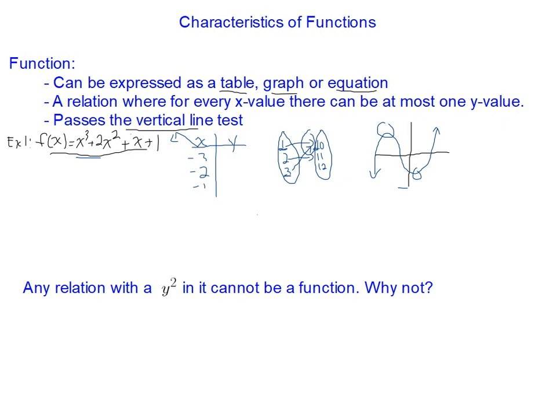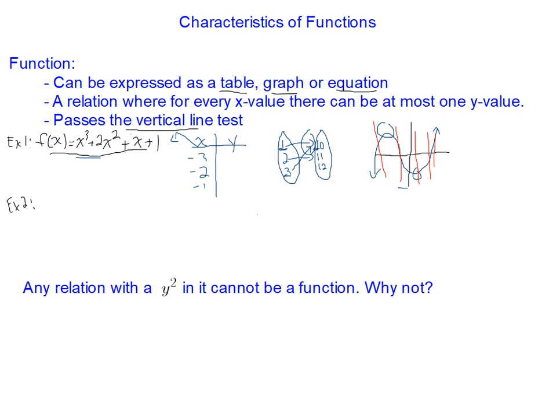And we talked earlier a little bit about the vertical line test. The vertical line test basically says that if we draw a vertical line anywhere on this function, the graph should cross that vertical line at most one time. Alright, let's look at an example of a relation that is not a function. So we'll call this example 2.